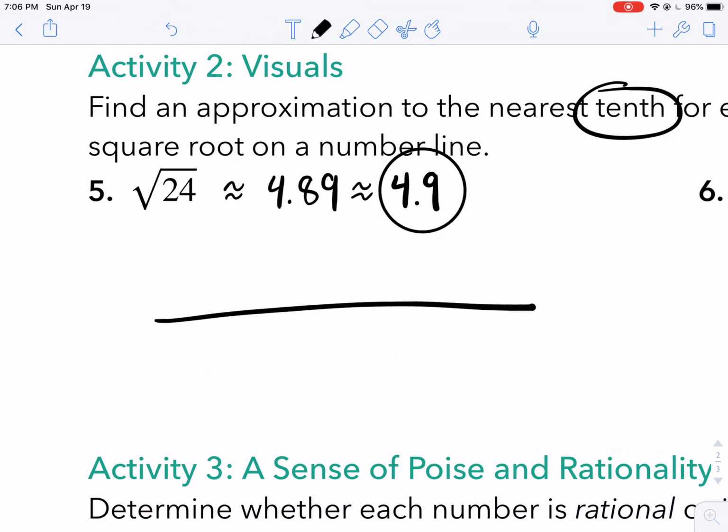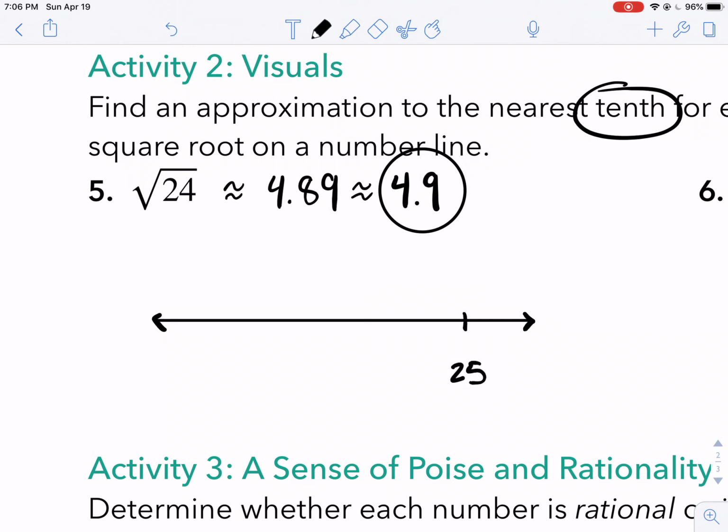We can also estimate it by putting it on a number line. So if I draw a number line, I know I'm going to want to put the square root of 24 between 2 other numbers, and I'm going to look for perfect squares. 24 is between 2 squares, 25 and 16.